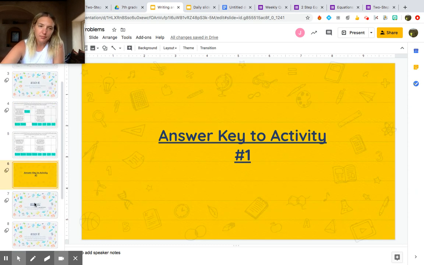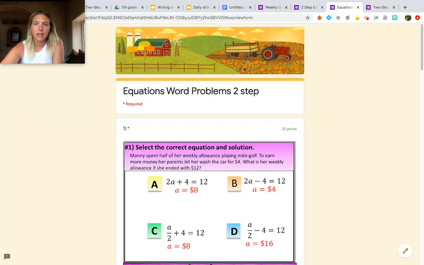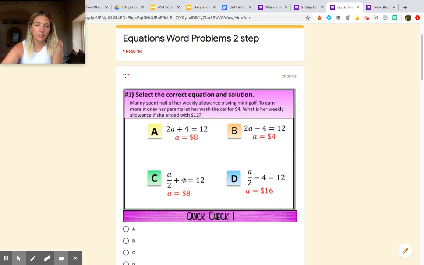Activity 2 is all a Google form. When you click on this Google form, this is actually your exit ticket for the week, and it looks like this. This is similar to last week's activity. You're going to read a story problem, and choose the equation that fits and the answer that fits this story problem. One of the questions will have you explaining your reasoning, but this is your exit ticket for the week, reading and solving story problems.